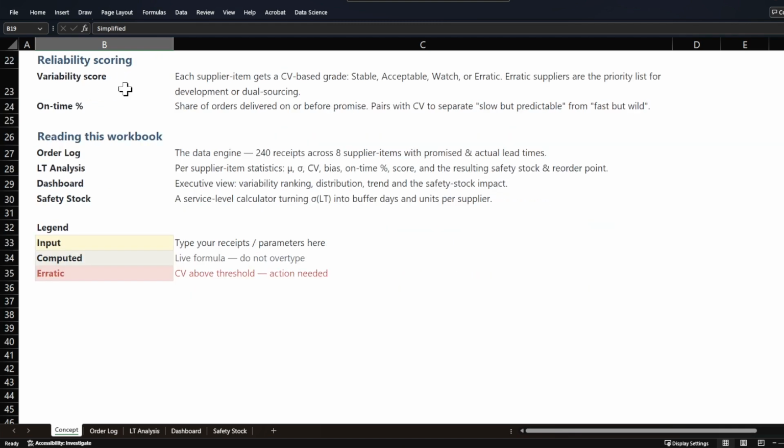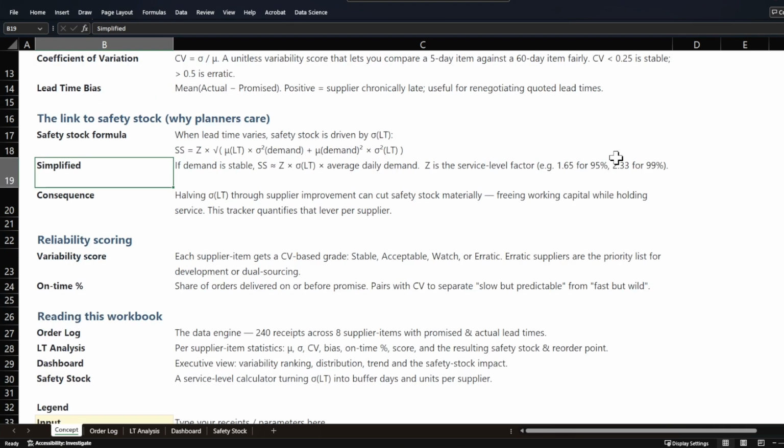So we are giving reliability scoring by two things. One is the variability score. Each supplier item gets a CV based grade like stable, acceptable, watch, or erratic. Stable is something which is less than 15%, which we have talked about here. Acceptable is from 15% to 25%. And if something is more than 25% and less than 0.5, then you need to watch it. And more than 0.5, it is erratic.